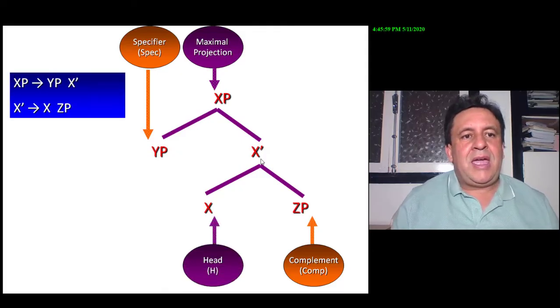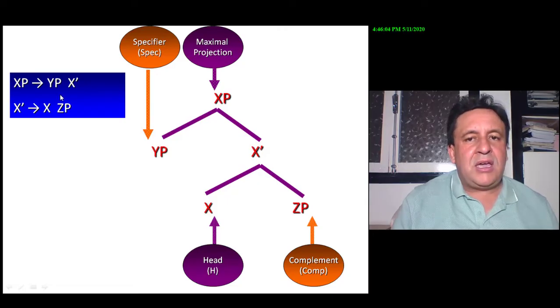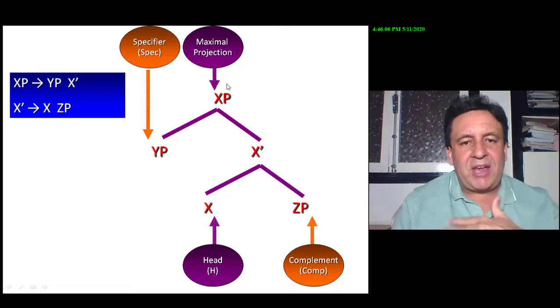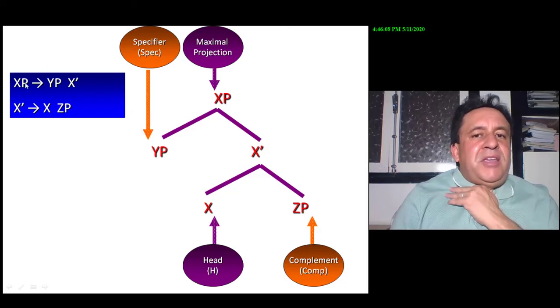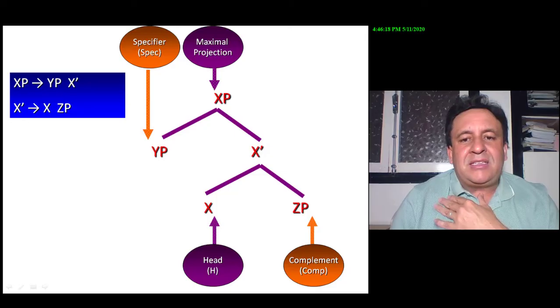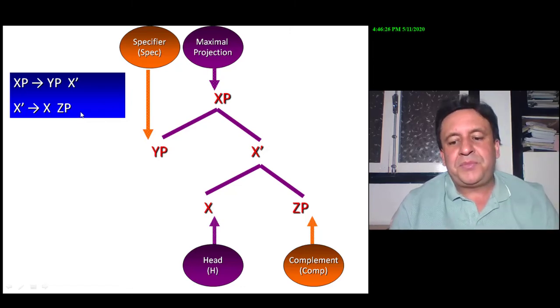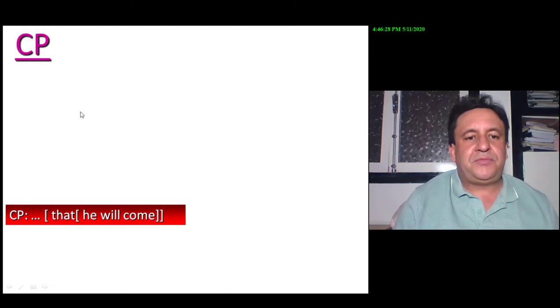And again, if you would like to use rewrite rules rather than the tree diagram, we can say that the XP, which is the maximal projection, rewrites as YP X bar, and X bar itself rewrites as X ZP. So that's the X bar format. This is an X bar format. It applies to the PP.